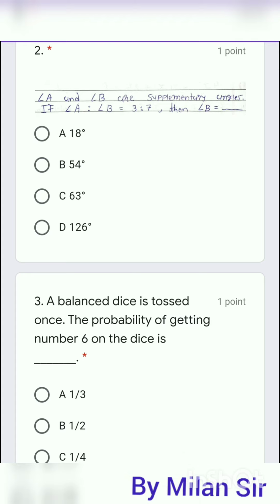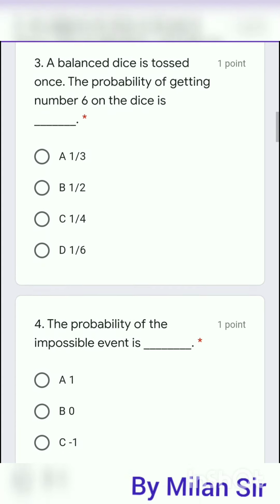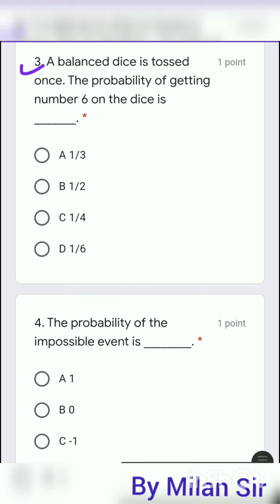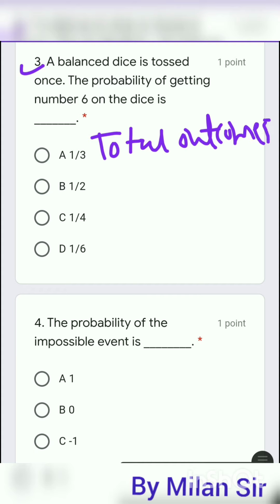After that, question number 3. Take this question. A balanced die is tossed once. The probability of getting number 6 on the die is. So total how many possibilities are there for the die? If we write here total outcomes, otherwise total observations, otherwise total possibility. So on die we have total 6 numbers, right?